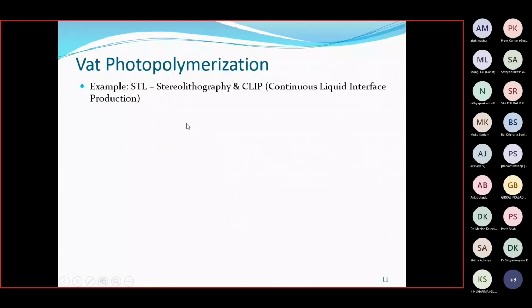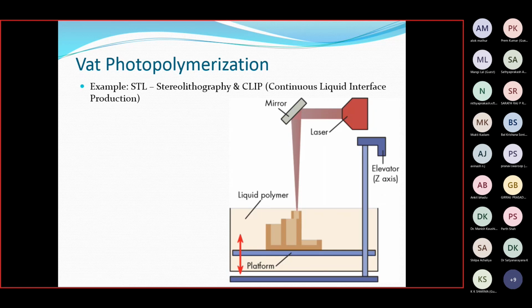Okay, so an example is STL, stereolithography, and CLIP, continuous liquid interface production. Two different techniques come under wet photopolymerization. Using the same image from tomorrow's session, here we are using a laser, and that comes under STL, stereolithography. So the laser will come, and this is wet.